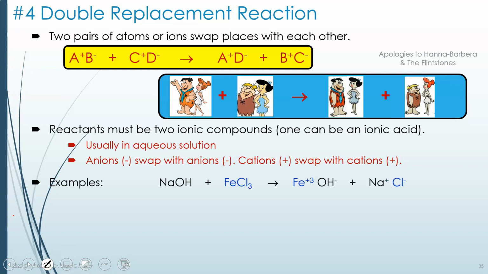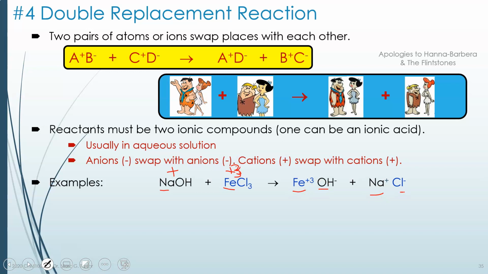And here's an example. Sodium hydroxide and iron 3 chloride. The sodium and the iron are your cations. This is sodium plus, and this is iron plus 3. And they will switch places with their respective anions. So now you have iron with the hydroxide and sodium with the chloride.